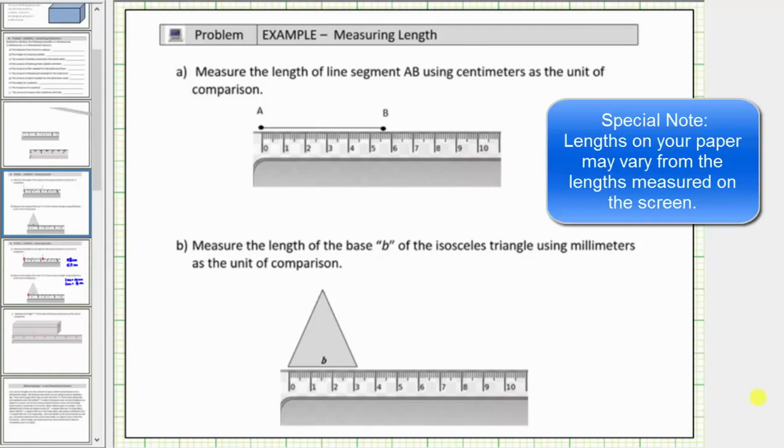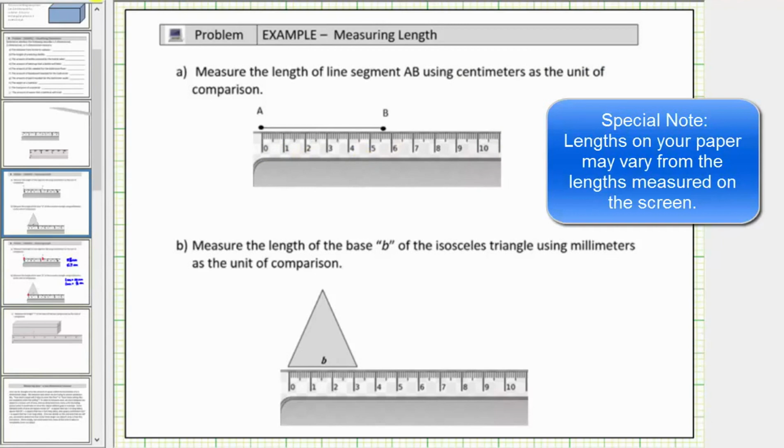In this lesson, we will measure lengths in centimeters, millimeters, and inches. For part A, we're asked to measure the length of the line segment AB using centimeters as a unit of comparison. This is a centimeter ruler, which means each large unit has a length of 1 centimeter.